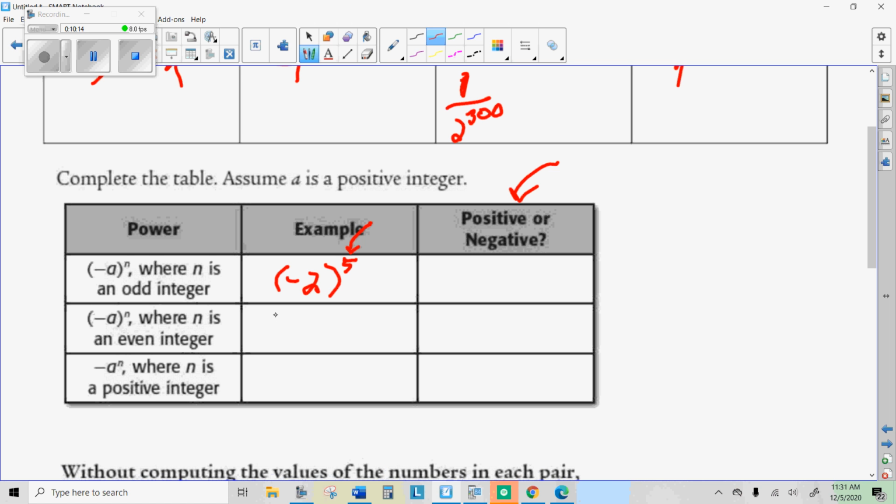And on the second one, we're going to do where n is an even integer, so maybe negative 2 to the 6th. And maybe you should try a couple of these. Just to make sure you're seeing the right thing, you might change this to another odd integer like 11. Maybe try another even one just to make sure that you know whether it's positive or negative. And then for this last one, do any positive integer power. This will always be either positive or negative, and you'll figure that out when you put it in your calculator.